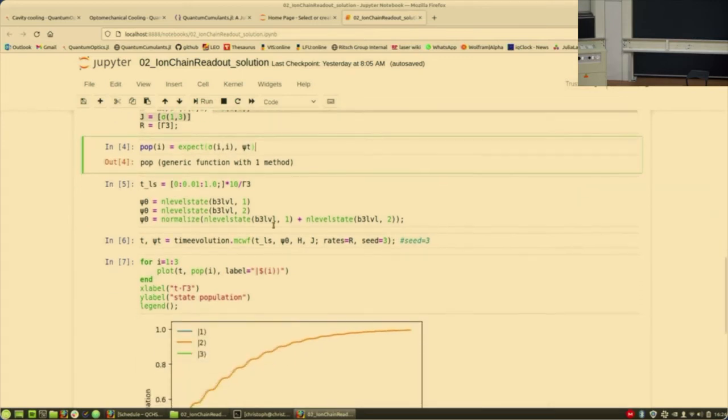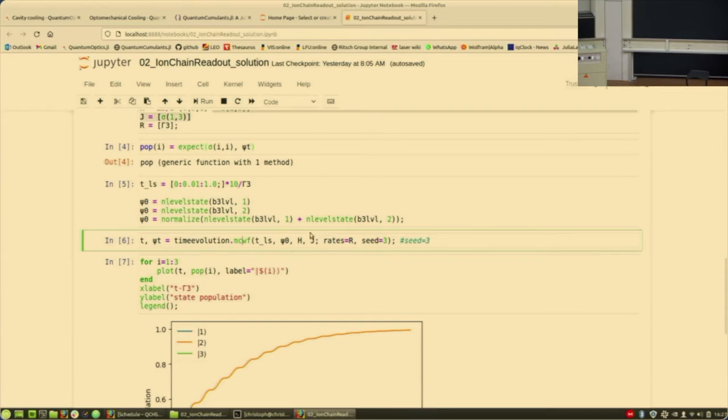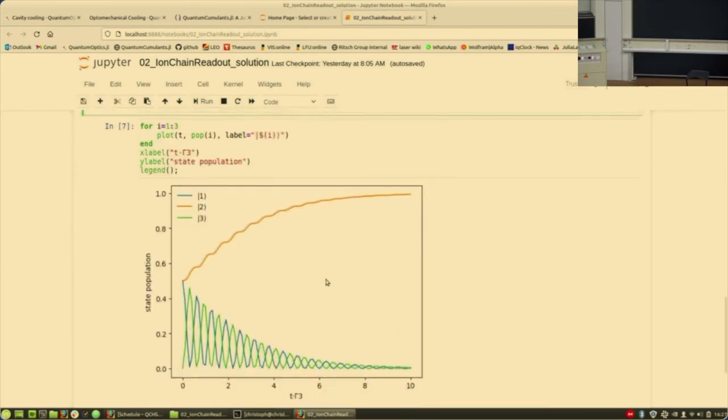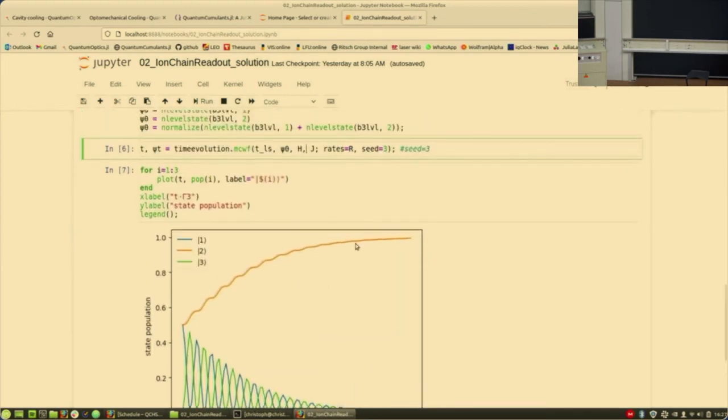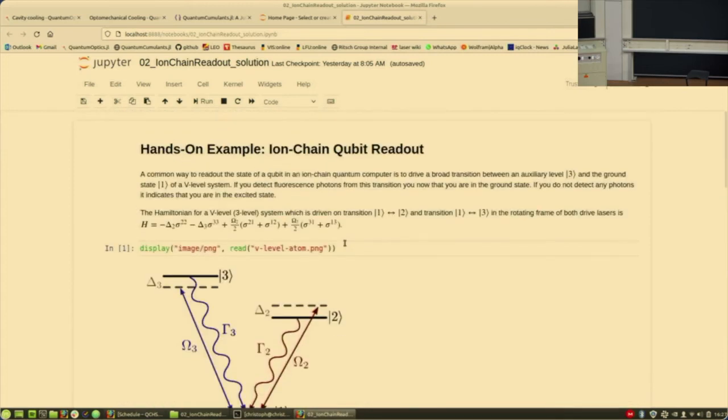And in the end, we just do a time evolution of the system, in this case with the Monte Carlo wave function. But it's quite easy to also use a master equation by just replacing Monte Carlo wave function with master, or to use the Schrödinger equation, which doesn't need jump operators, but it's in principle the same. So that's basically what we did for this ion chain readout example. Okay, good. I hope this was basically clear for most of you.